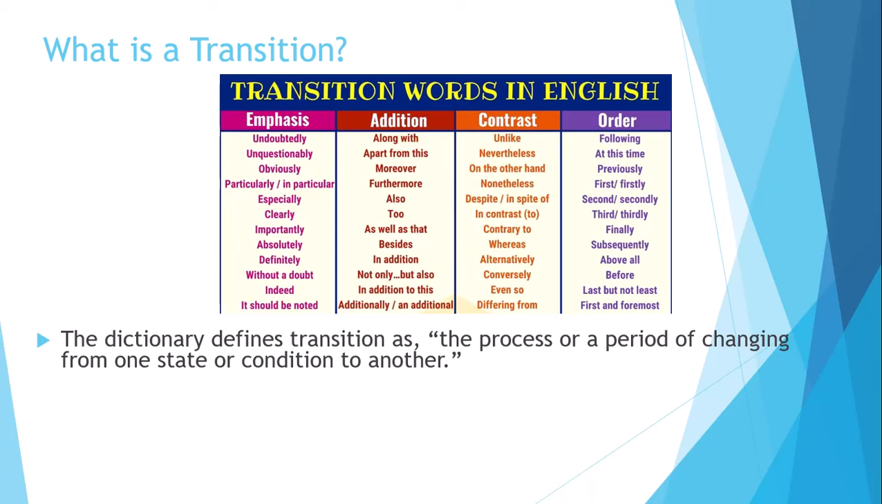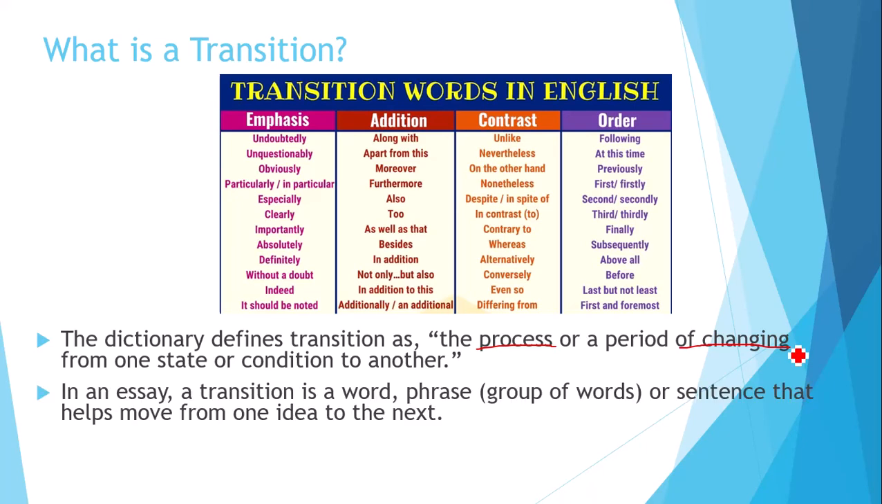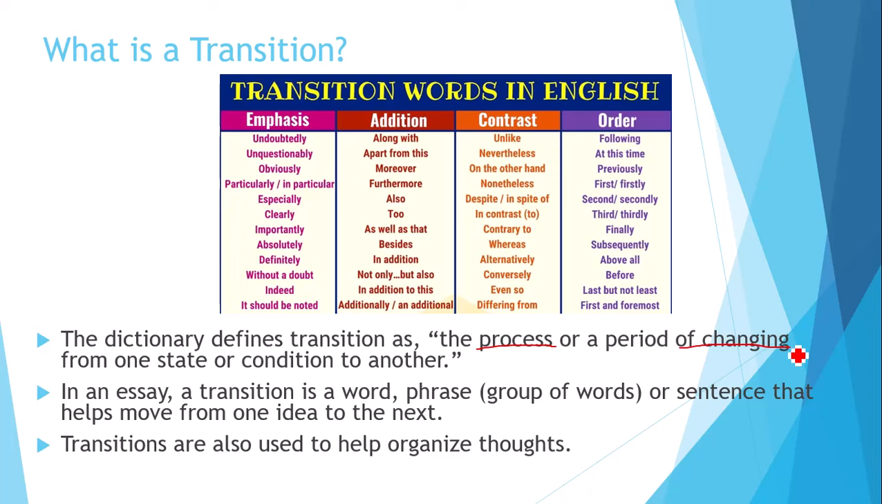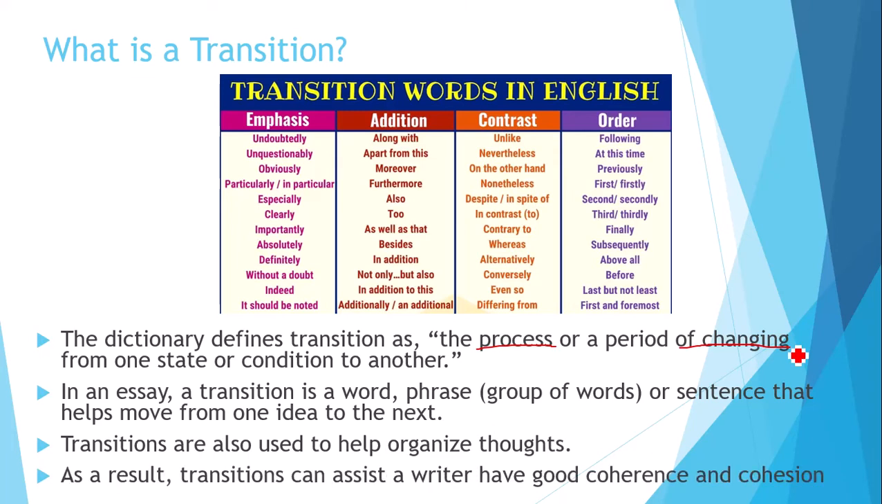And in writing, we use this word a little bit differently. In writing, a transition word is basically the word that helps us to link our thoughts and ideas and to organize them while we are in this process of changing. So while we change from one point to the next, a transition word helps to connect those ideas. Sometimes this can be just a word. Sometimes it can be a phrase, that means a group of words, and sometimes it can be a sentence, maybe even 2, that helps to move from one idea to the next and helps us to organize our thoughts. As a result, transitions can assist a writer to have good coherence, organization, and good cohesion, ideas sticking together.